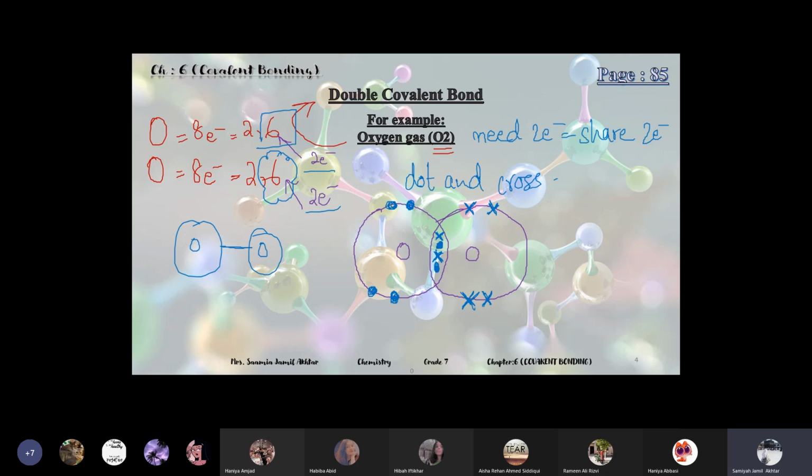2 lines, 2 sticks. This time 2 sticks because there is the double covalent bond. Each oxygen is sharing 2 electrons.